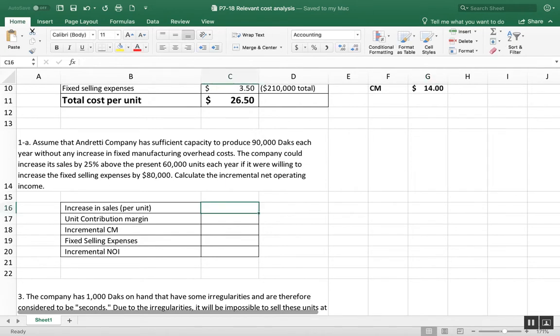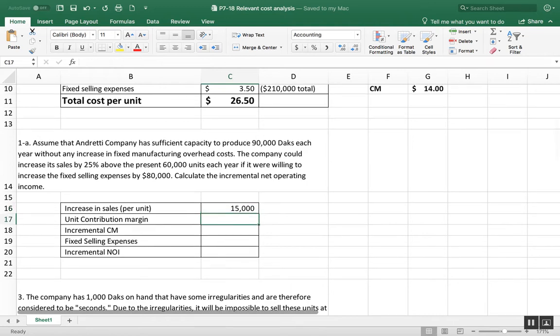So what is our increase in sales per unit? Well, we have 60,000 that we're manufacturing each year. What is that times 25%? And that's 15,000. Now that's not a dollar amount, that's actually units. So that's an additional increase in sales, right? That's the number of units.